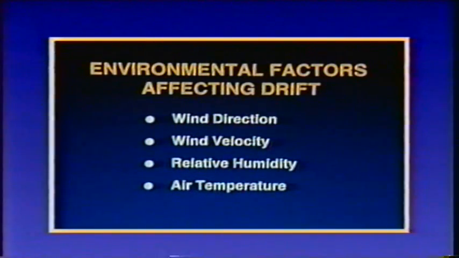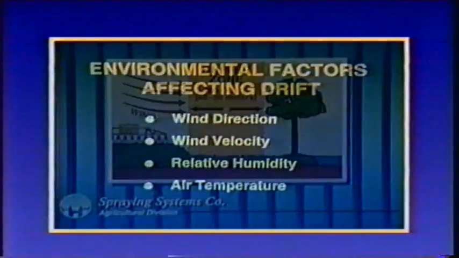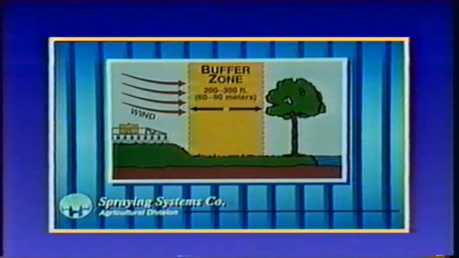Environmental factors affecting drift are wind direction, wind velocity, relative humidity, and air temperature. Wind directly contributes to drift potential. Consider the direction the wind is blowing. Leave at least a 200 to 300 foot or 60 to 90 meter buffer zone if the wind is blowing towards nearby susceptible vegetation or sensitive areas. If a buffer zone isn't practical, spray these areas when there is no wind and adjust the sprayer for maximum droplet size.